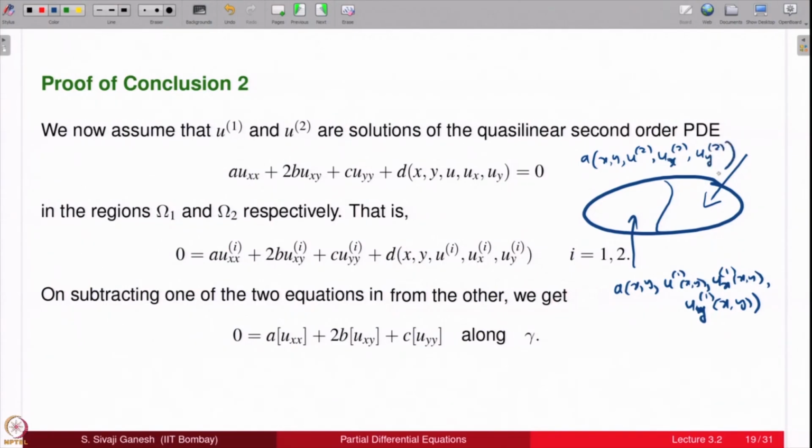Okay. Now, on this curve, if xy is here, then both are the same, because there is no jump. ux2 is the same as ux1 when xy is on this curve gamma. That is why when you subtract, they come out as they are, and the d term gets cancelled, because it is the same in both of them when you are looking at points of gamma. So, you pick up only the jump in uxx, jump in uxy, jump in uyy, they come here.